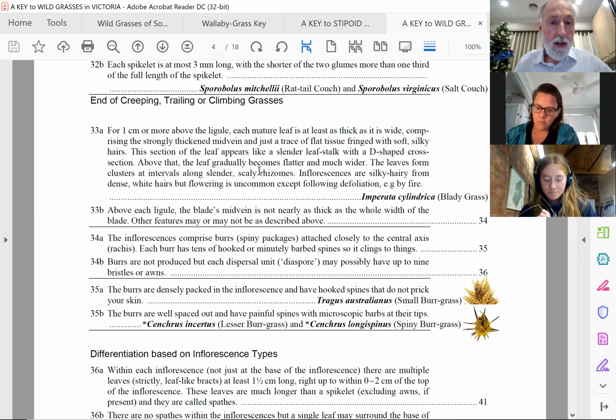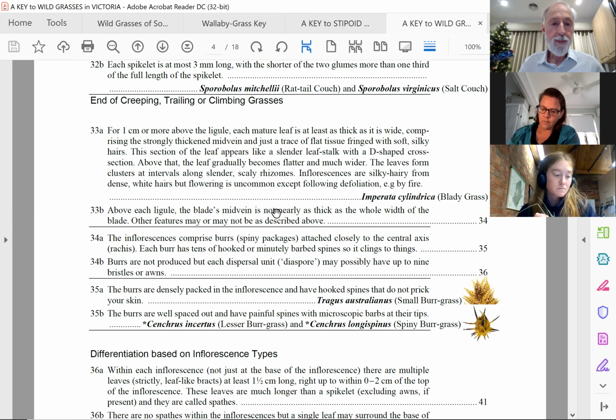Okay, we could read on. It says, I'll skip some of that. The leaves form clusters at intervals along slender, scaly rhizomes. And I already said that this grass had no rhizomes. Then it says, inflorescences are silky, hairy from dense white hairs. The flowering is uncommon except following defoliation, e.g. by fire. Well, I wouldn't call these inflorescences silky, hairy, and I don't see these dense white hairs, so it's not Imperata cylindrica.